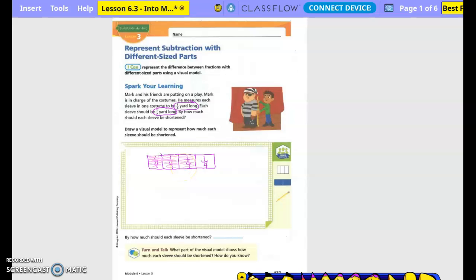Okay. Then we're going to draw another box, and it should be broken into what? Half size pieces, right? And they only want it to be what? Half, right? So we'd have one colored in. So how much extra do we have from that 1/2 to that 3/4? 1/4, right? Because from here to here, we have 1/4 of a piece.